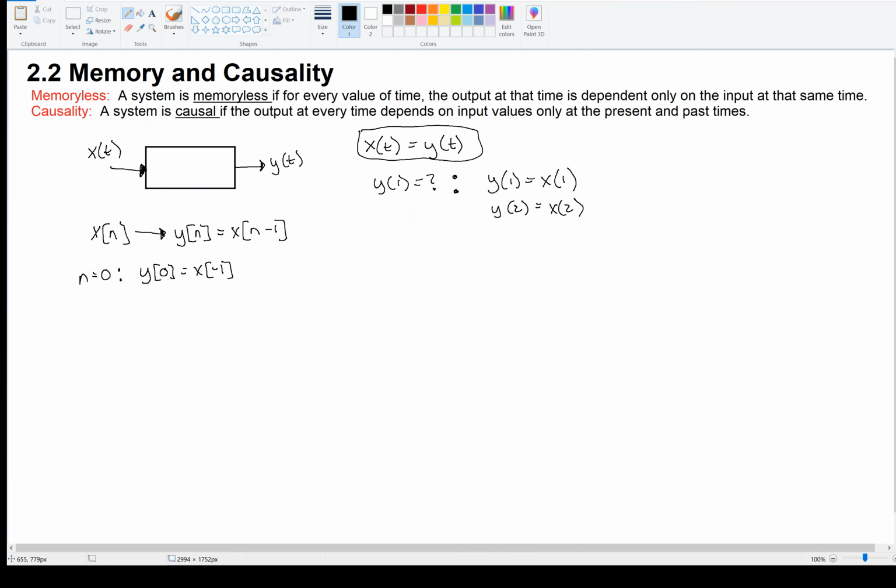Well, according to our definition of memoryless, the output has to depend only on the input at that same time. But right now we're asking for the output at 0, and we need the input 1 sample ago. So we conclude that a delay is not memoryless. All right, this one was memoryless.